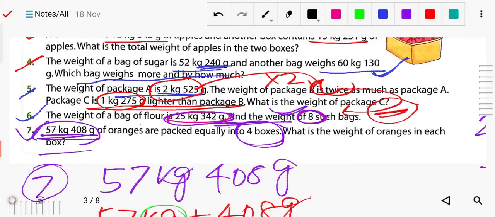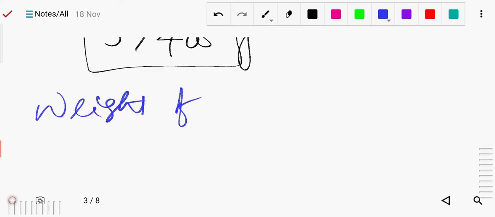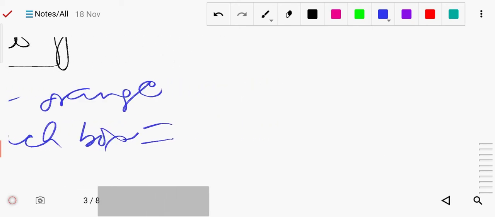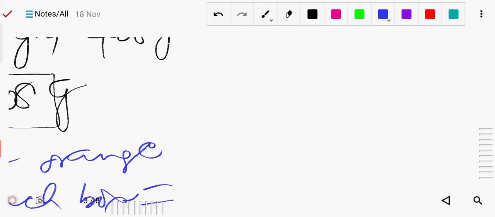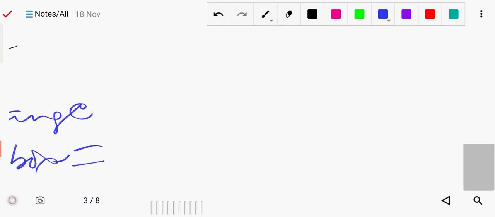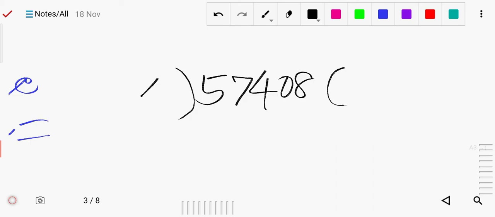Now it is divided into how many boxes? 4 boxes. So next step, write weight of orange in each box. There are 4 boxes, and the weight we got is 57,408 gram. So you can divide 57,408 by 4.